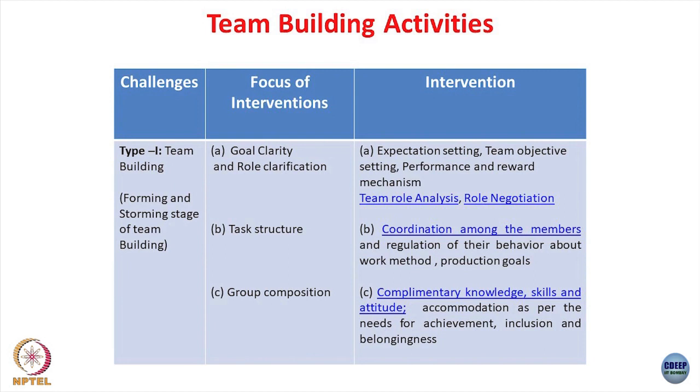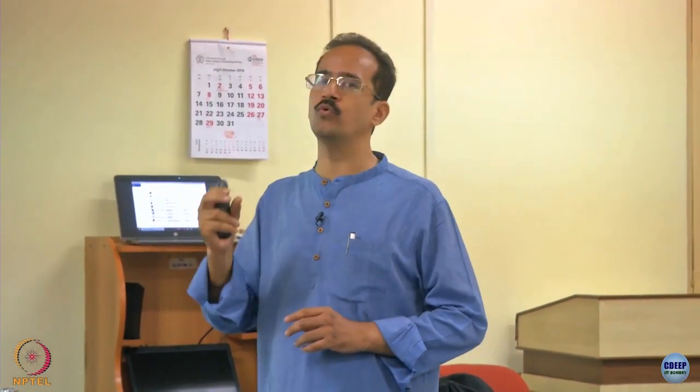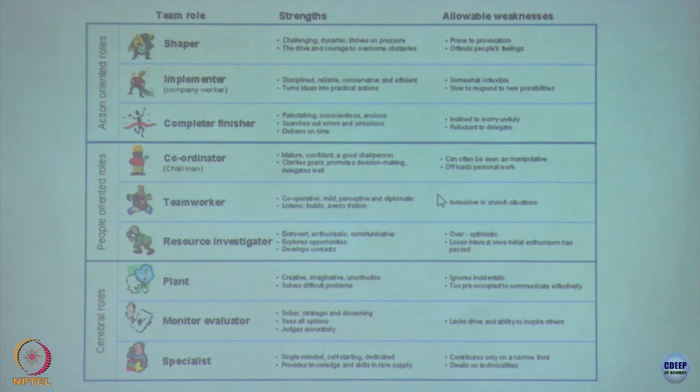Then there are some more complex interventions like team role analysis. So these are the 9 roles identified by Belbin. Generally, people have a liking for some role or other over others. What we have found is that for any team to be successful and to complete its task, there has to be a shaper, completer and implementer.